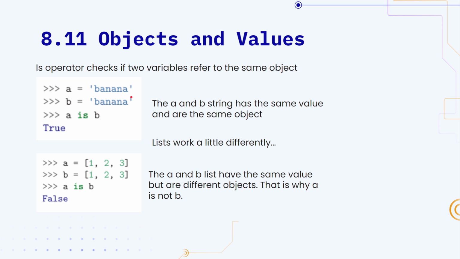Although lists work a little bit differently. Let's say a equals the list 1, 2, 3, and b equals the list 1, 2, 3. In this case, when we prompt the Python command a is b, we get the boolean False. So with lists, we could say that they have the same value, but they are different objects. If we say a is 1, 2, 3 and b is 1, 2, 3, they're going to be different objects despite having the same value. So lists are different objects, unlike strings.